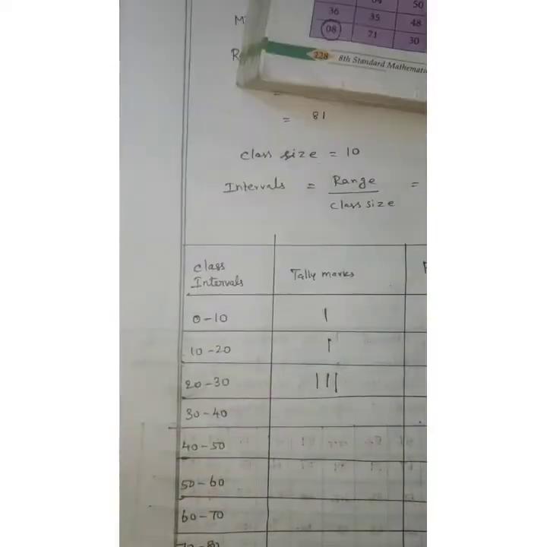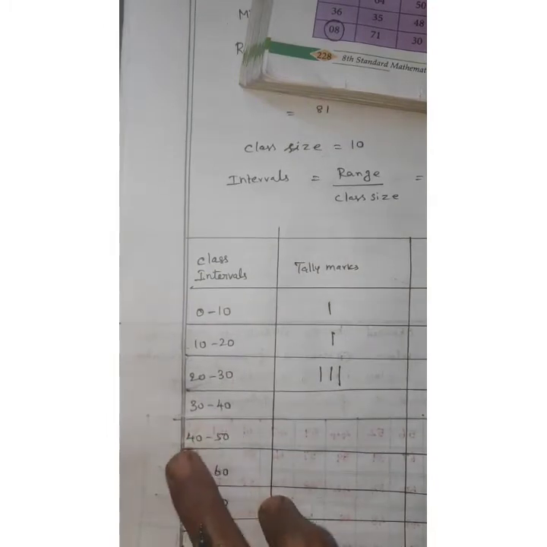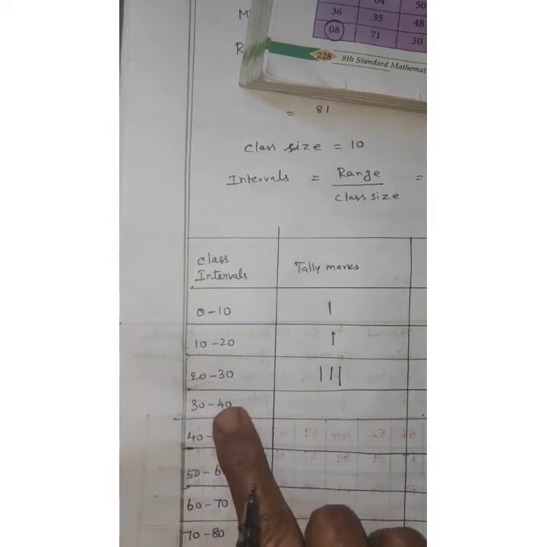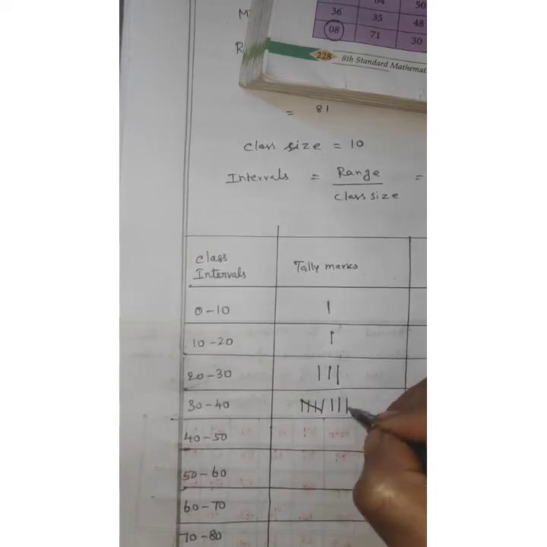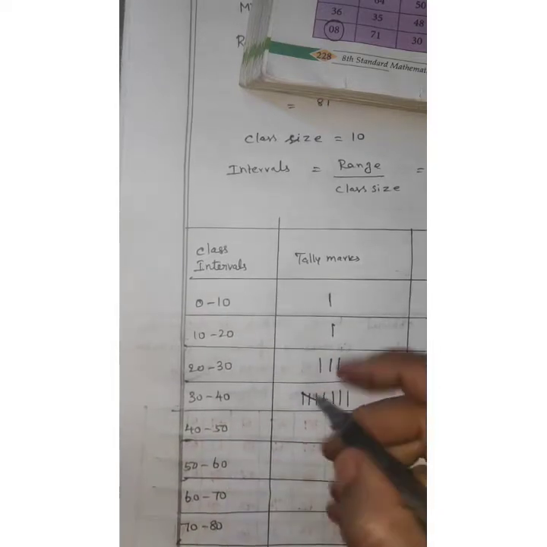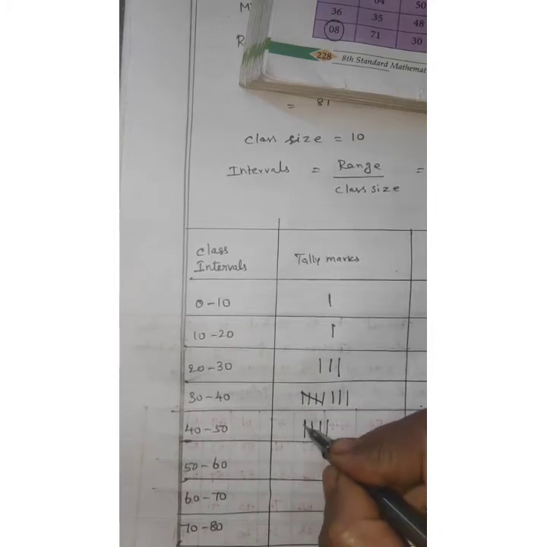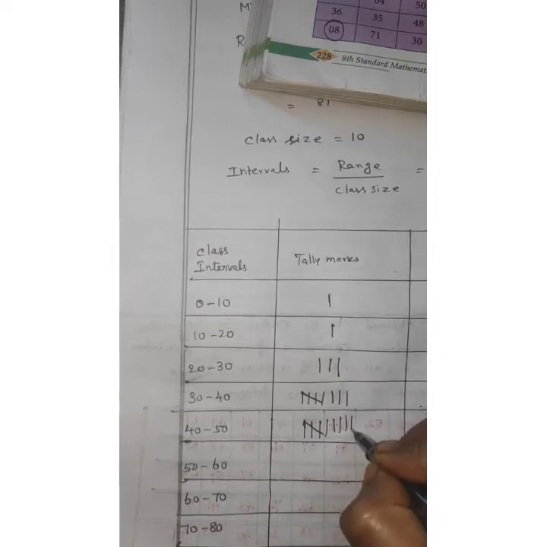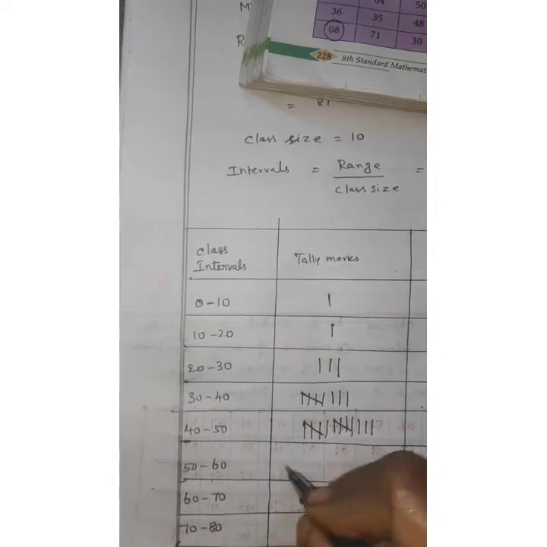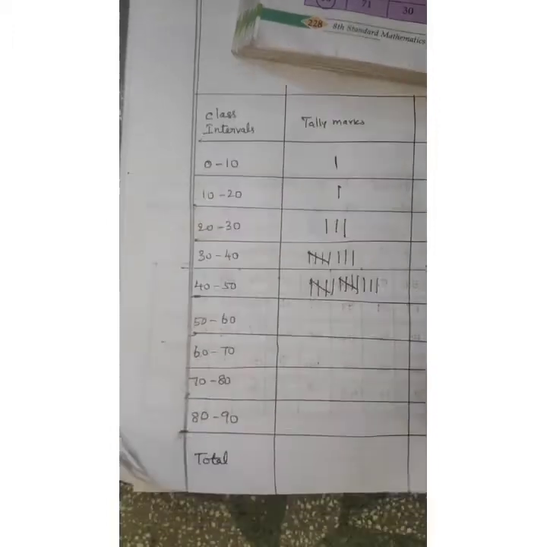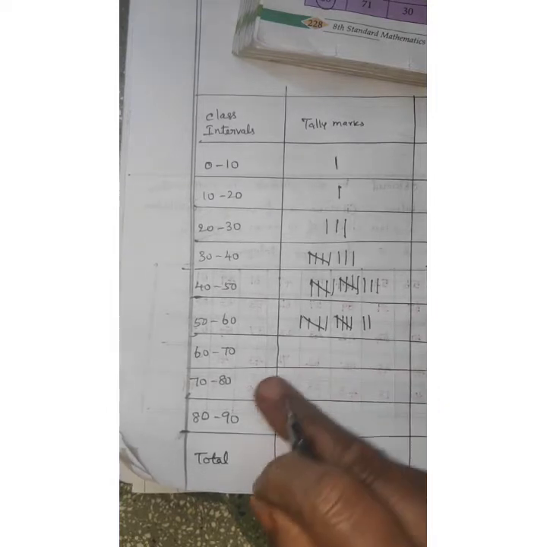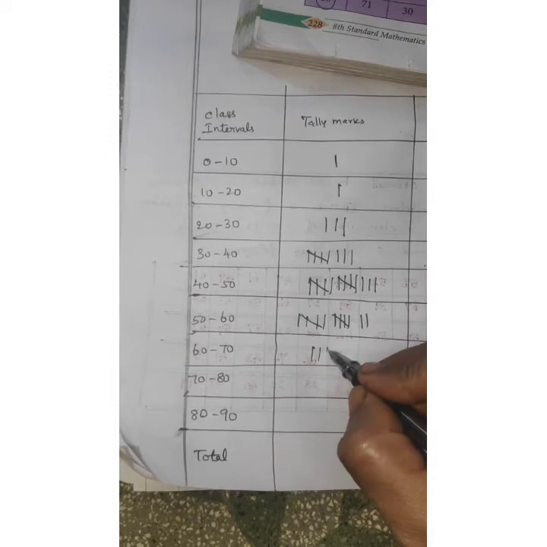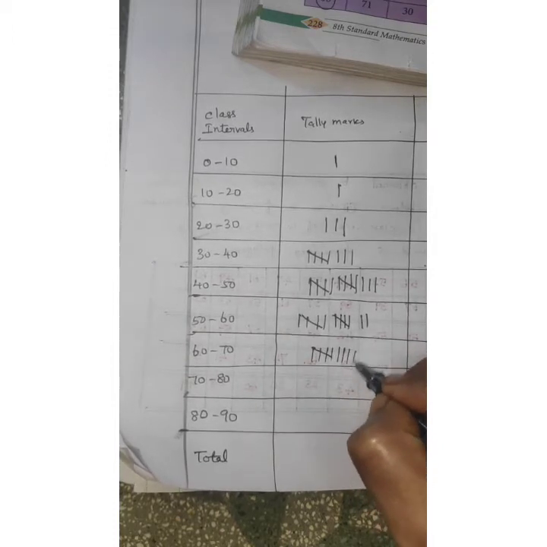Next 30 to 40. In the same way, you find 30 to 39. 30 to 39 has 8 students: 1, 2, 3, 4, 5, 6, 7, 8. 40 to 49 is 13 students: 1, 2, 3, up to 13. 50 to 59, 12 students: 1 up to 12. 60 to 69 is 9 students: 1, 2, 3, up to 9.